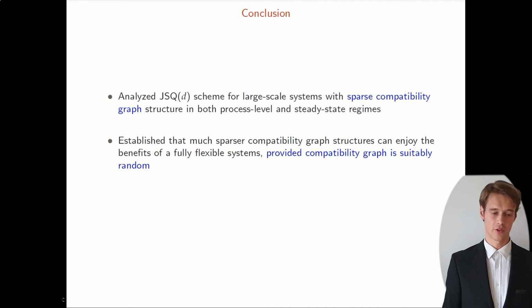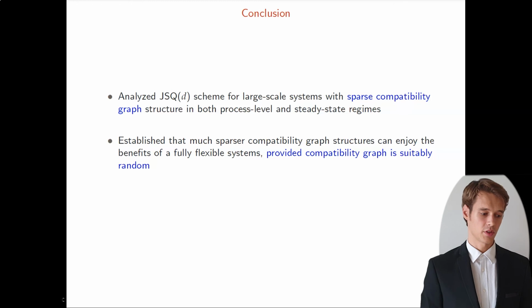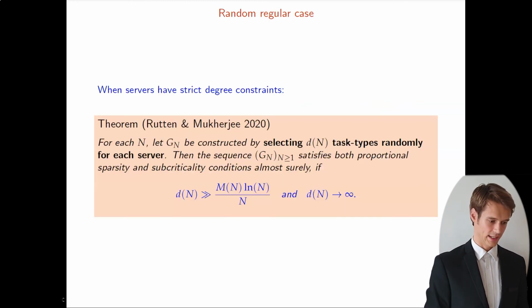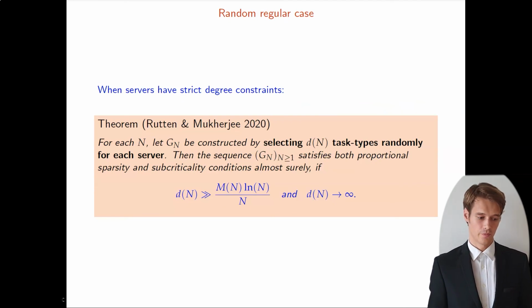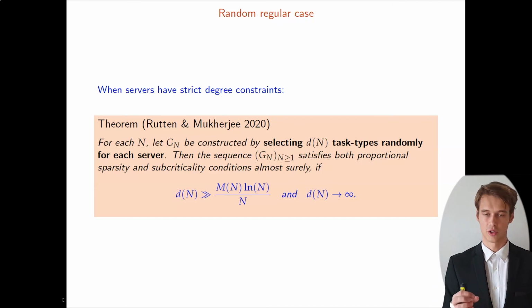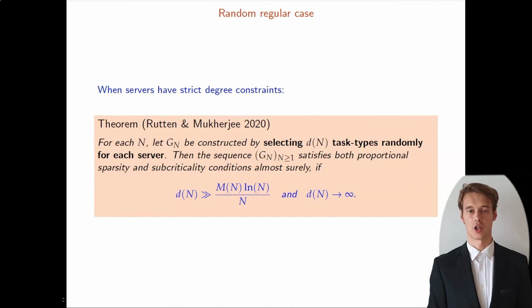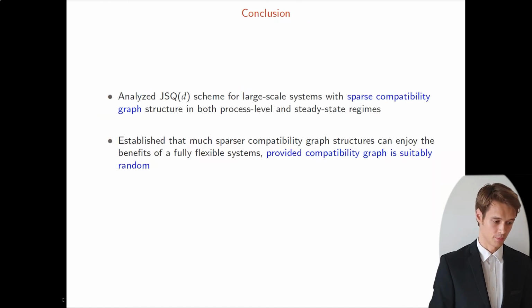So in conclusion, what did we see today? Well, we analyzed the supermarket model for large-scale systems with sparse compatibility graphs. If we look at the last slide again, we see that there is a very, very slight condition on the degree. For example, the second one only says that the degree should grow to infinity at any rate. That means that it's much, much sparser than the fully flexible system, where the degree is n, the number of servers.